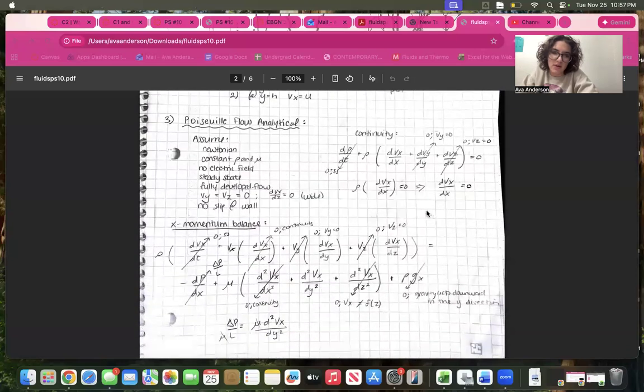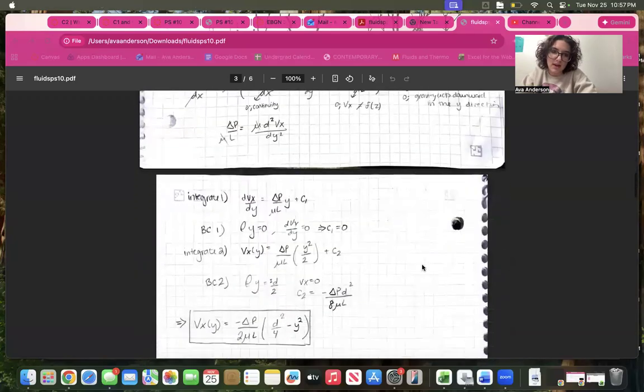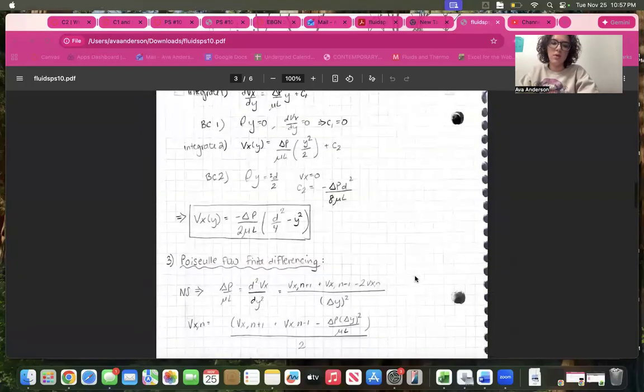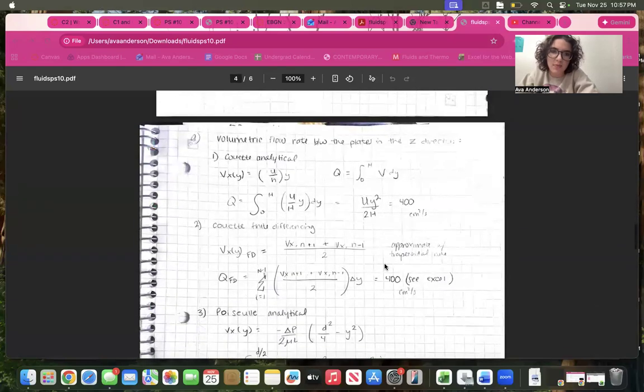Poiseuille, same thing for continuity. For the x momentum balance, you do have a pressure gradient, so that ends up simplifying down to delta P divided by L equals mu d squared Vx divided by dy squared. Once again, integrate twice, apply boundary conditions, and you can get the velocity equation, negative dP divided by 2 mu L multiplied by d squared divided by 4 minus y squared. Same thing for finite differencing. I'll show that in the Excel document.